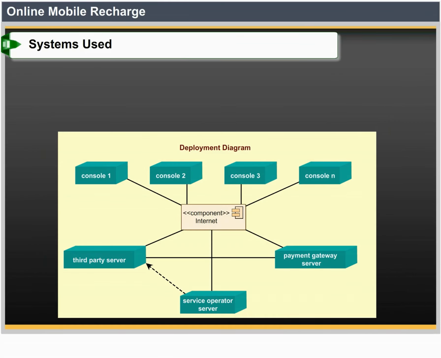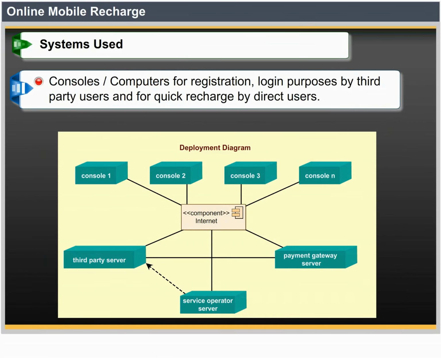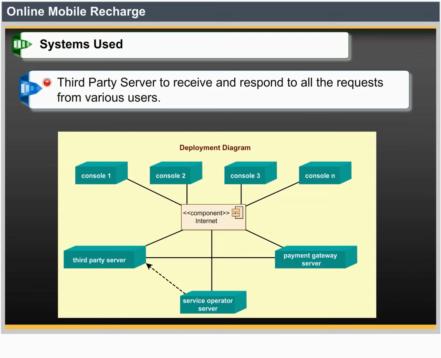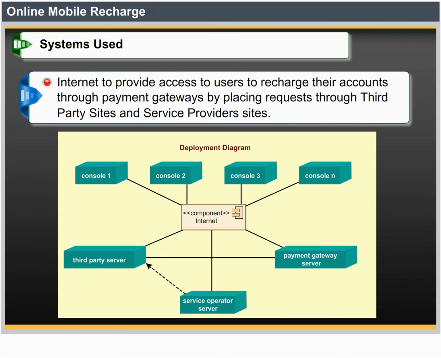Deployment diagram. Systems used: consoles or computers for registration and login purposes by third-party users, and for quick recharge by direct users. Third-party server to receive and respond to all the requests from various users. Internet to provide access to users to recharge their accounts through payment gateways by placing requests through third-party sites and service providers' sites.